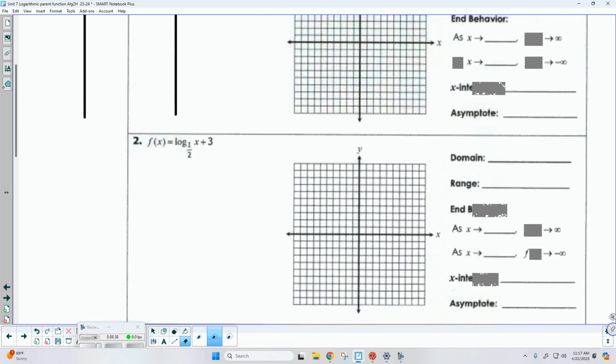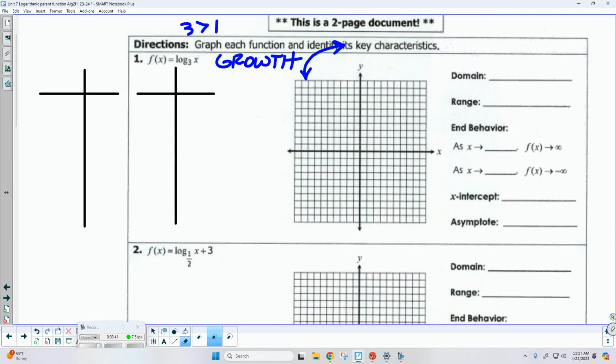Let's head back up here. Okay. So we got log base 3 of x. So I'm going to use the base to help me get started. Okay. So we're only looking at the exponential parent. We're not worried about transformations, even though this one doesn't have any. So I'm going to take 3 to the x power. That allows me to go ahead and start with the same x values every time. Okay. So let's see here.